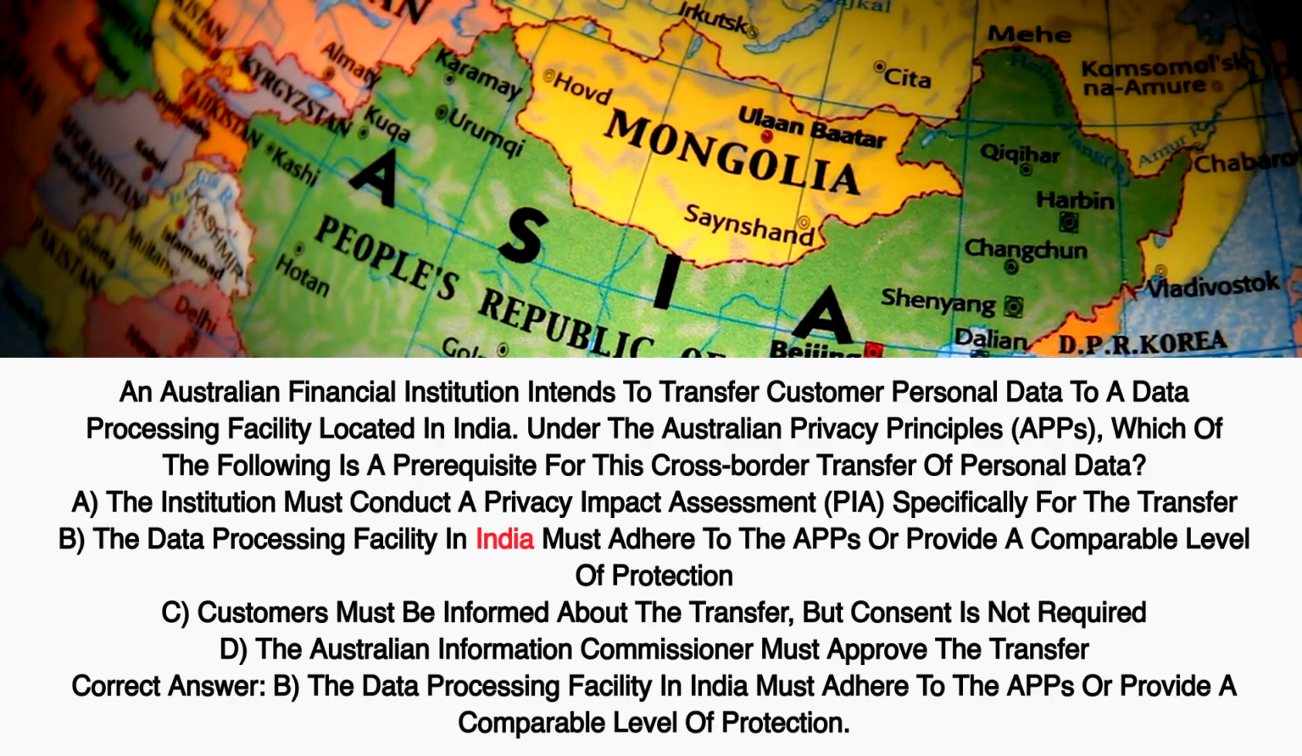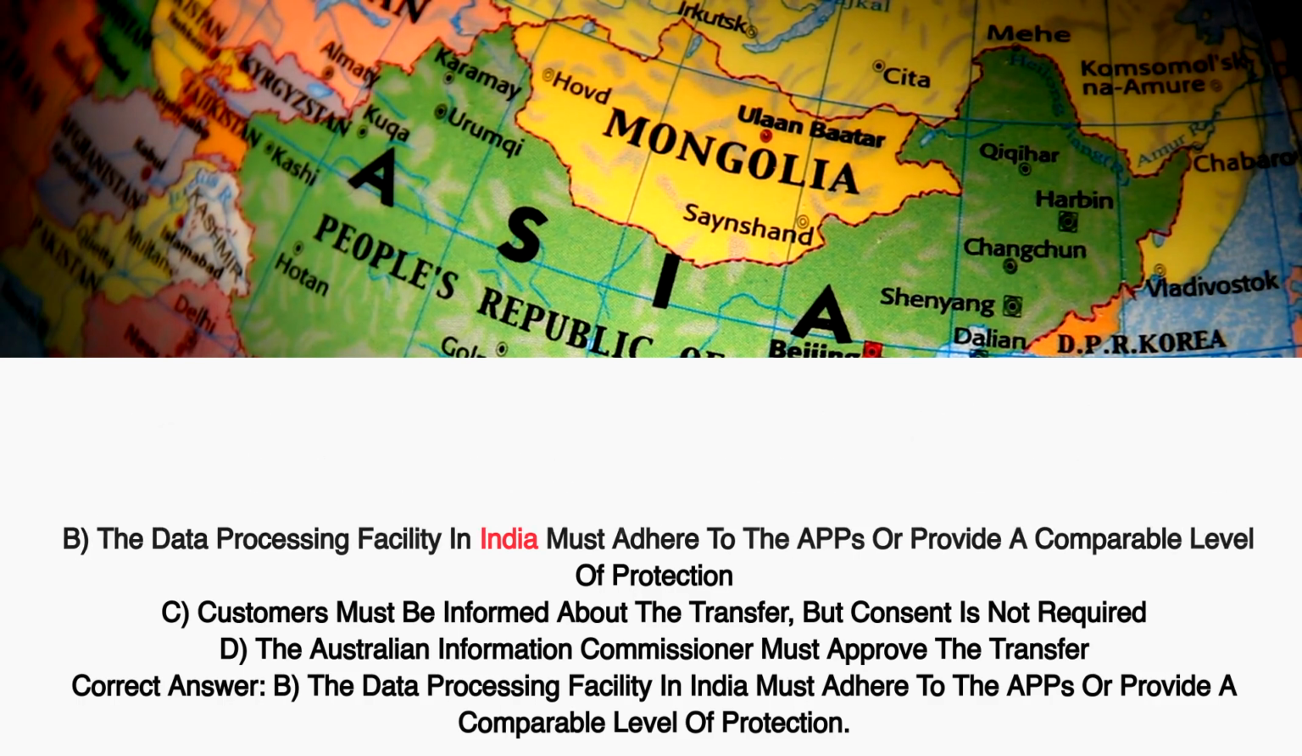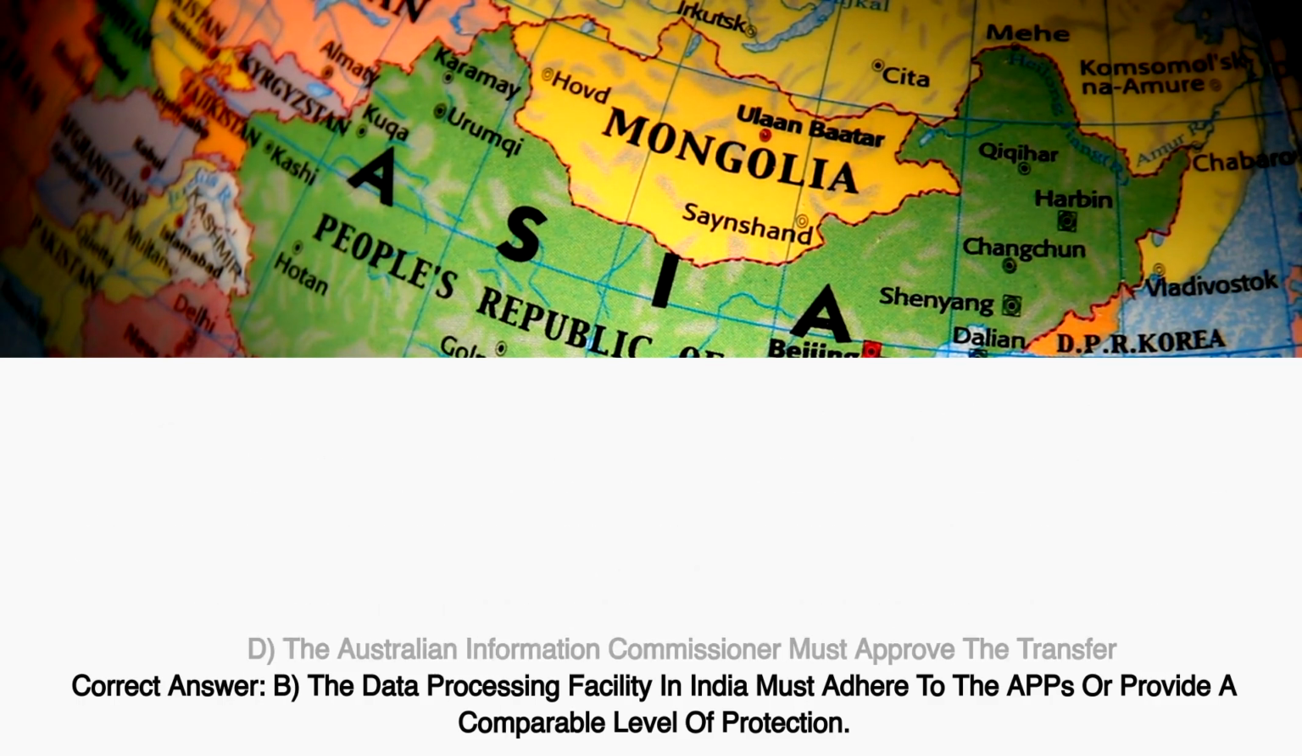C. Customers must be informed about the transfer, but consent is not required. D. The Australian Information Commissioner must approve the transfer. Correct answer: B. The data processing facility in India must adhere to the APPs or provide a comparable level of protection.